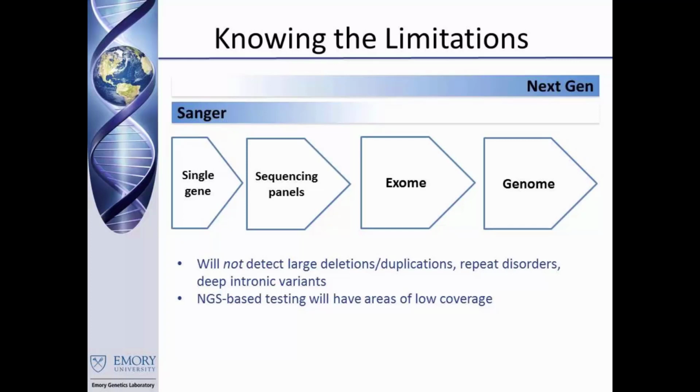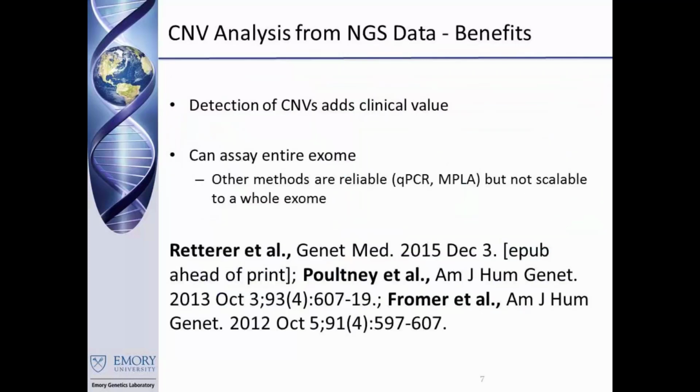And one thing which I've put in italics here is that I've said that NGS will not detect large deletions and duplications. And I know some of you might be thinking that's not true. There are publications which are talking about detecting deletions and duplications from NGS data. But what essentially has been published, let's just look over it a little bit, is that we know that the detection of CNVs add clinical value, and NGS can assay the entire exome.